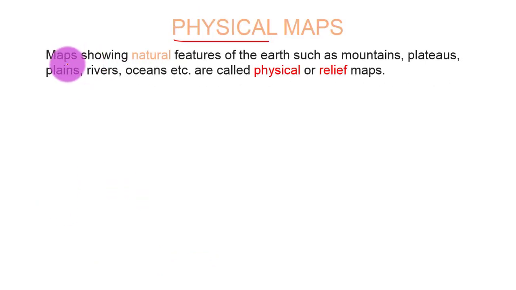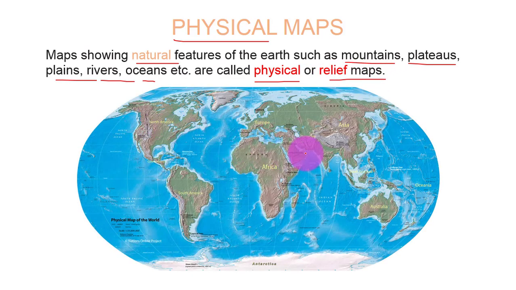The first one is the physical map. A map showing natural features of the earth's surface, like mountains, plateaus, plains, rivers and oceans, is called a physical, otherwise relief, map. You can see here the map that represents natural features, that's called a physical map.